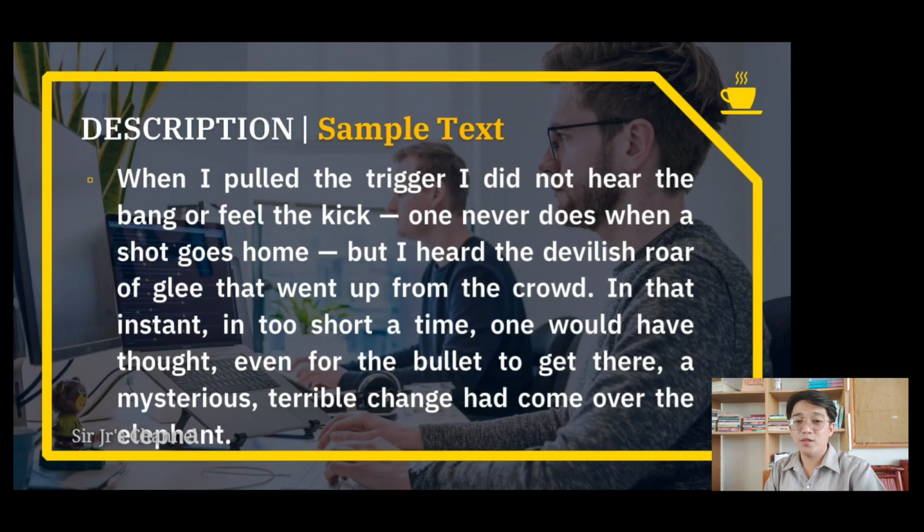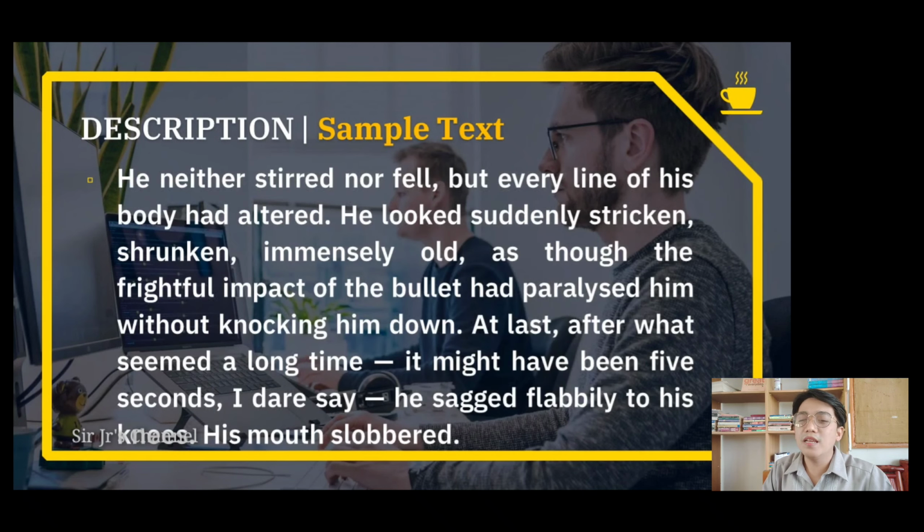Here is a sample text of description. When I pulled the trigger, I did not hear the bang or feel the kick. You see that? That appealed to the sense of hearing, the bang. One never does when a shot goes home. But I heard the devilish roar of glee that went up from the crowd. In that instant, in too short a time, one would have thought, even for the bullet to get there, a mysterious, terrible change had come over the elephant. Continue. He neither stirred nor fell, but every line of his body had altered. You can imagine that already.